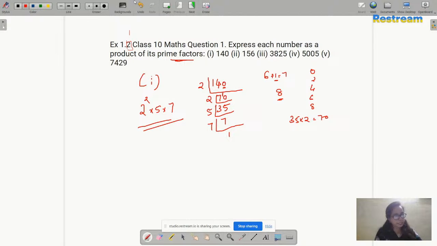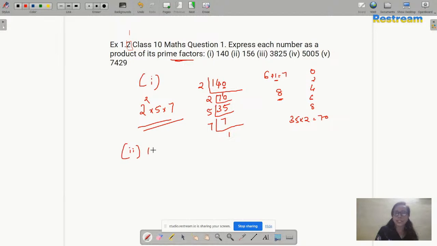Yeah, all of you got it? 156 is 2 square into 3 into 13. 3 into 13, is it 13, Jason? Yeah, correct, good. Very good. Now I think you can do it. 156 is easy. 3825. What about 3825? Some children will be struggling, so I'll tell you this one.